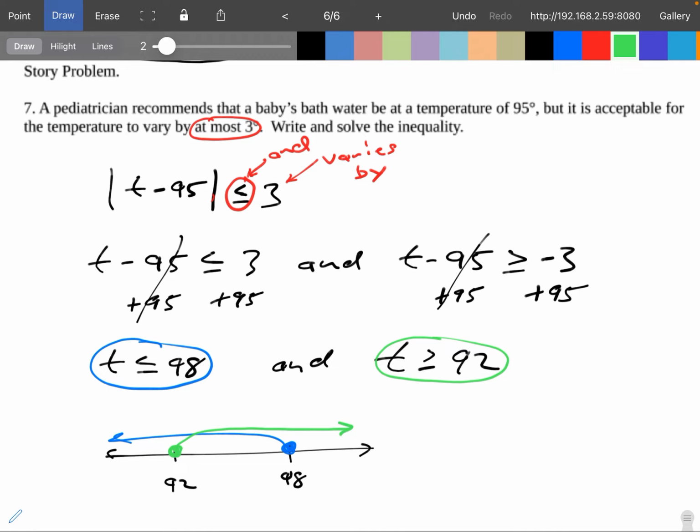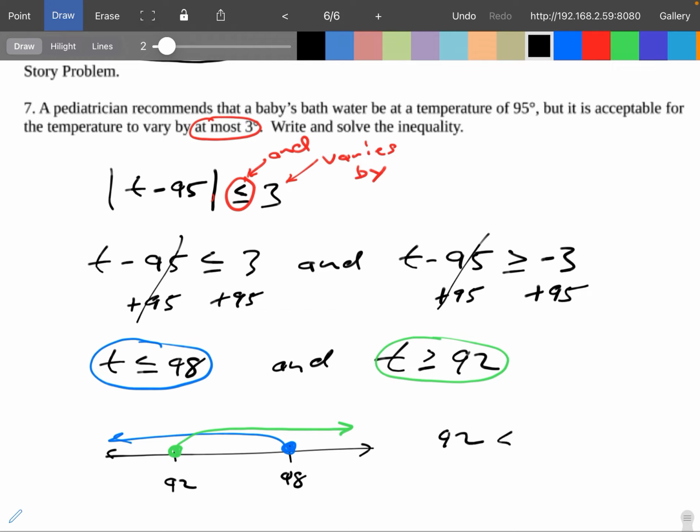So again, it's an and. So we are looking for the intersection or the overlap. So we're looking for the part that's green and blue. Where is it? Yeah, between 92 and 98, including the 92 and 98. We already knew that was the answer before we started, right?